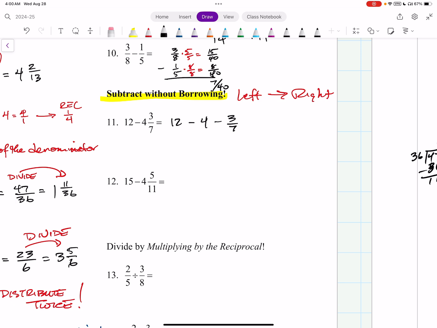A lot of people forget that you have to subtract the 4 and the 3/7. And they think the answer is 8 and 3/7. And it's not 8 and 3/7, okay? Because the common mistake that I see all the time, even with advanced students, is you only subtract the 4 and not the 3/7, so you get the incorrect result. All right, so subtract left to right. Again, this is subtraction. So 12 minus 4 is 8, but you still have to subtract the 3/7.